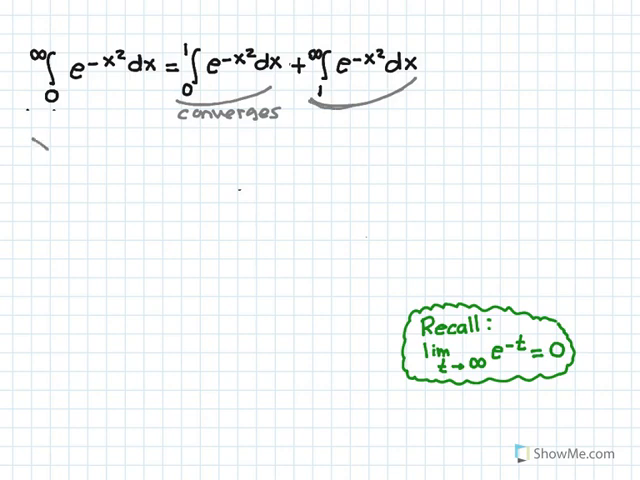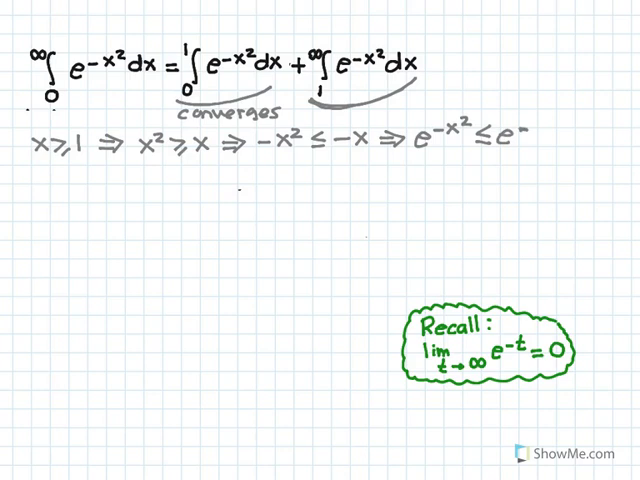Now, we know that x is larger than or equal to 1. So let's multiply both sides by x. We get x squared larger than or equal to x. Now multiply both sides by negative 1. So we get minus x squared is less than or equal to minus x. Now let's exponentiate both sides. We get e to the minus x squared is less than or equal to e to the minus x. So you can see how we're building up the comparison.